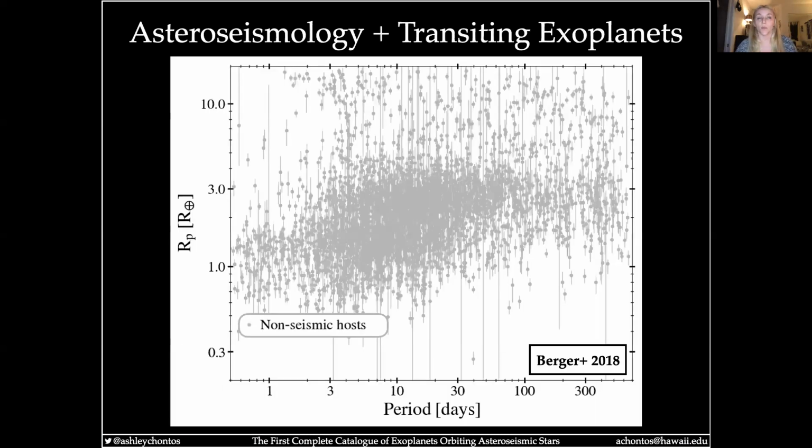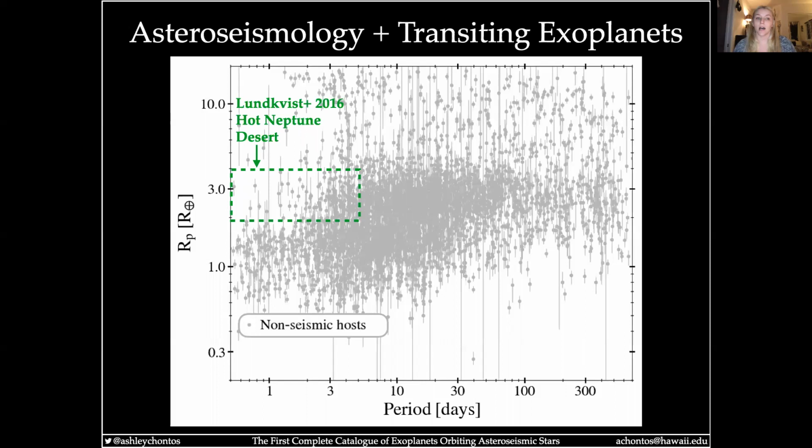So let's start with the period radius distribution, planet size on the y-axis and the orbital period in days on the x-axis. This is using updated planet radii from Gaia DR2, thanks to another graduate student here at Hawaii, Travis Berger, where median uncertainty is about 7%. And now I'd like to highlight two important regions on this plot.